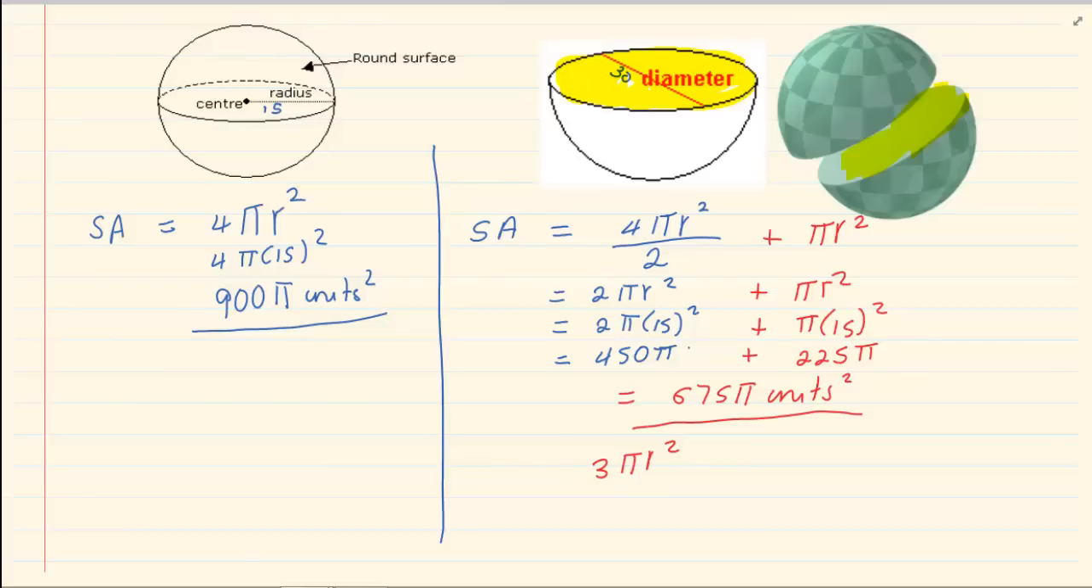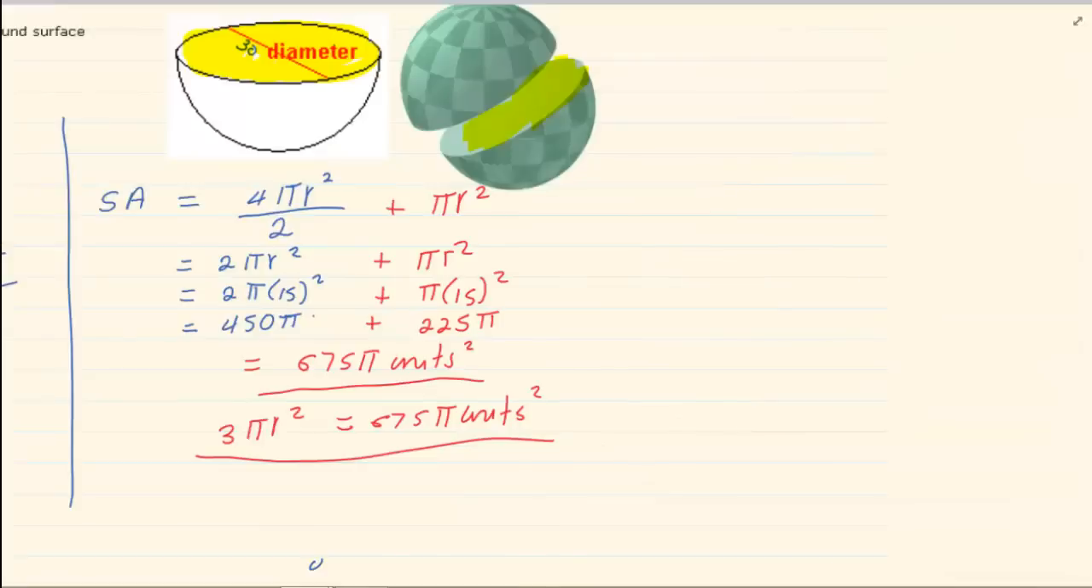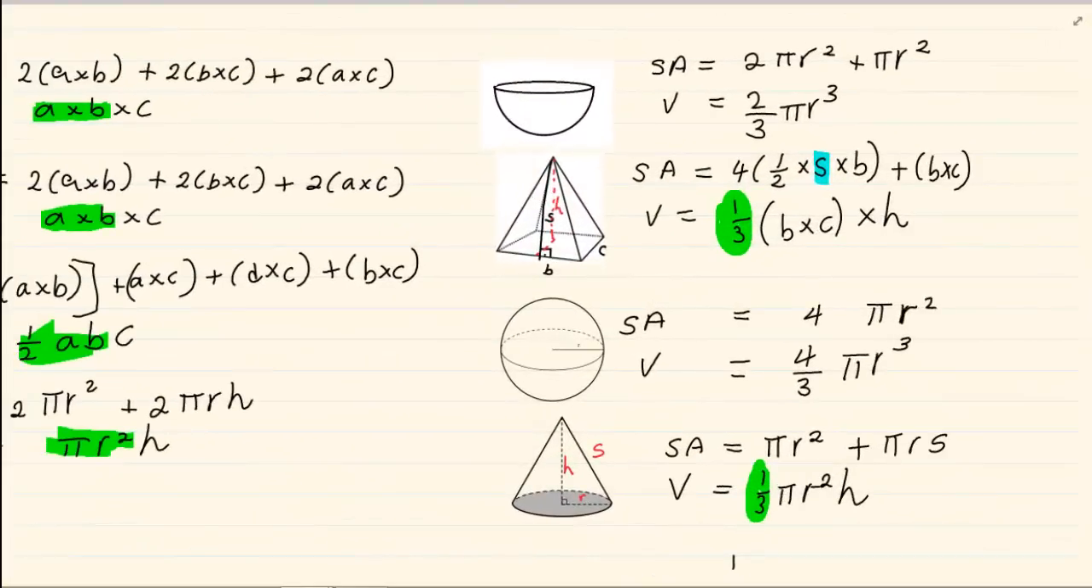which is equal to 675 pi units squared. So if you look, what have we done? We said that the surface area of a sphere is equal to 4 pi r squared. If we wanted a hemisphere, it is half of that, so half of 4 is 2 plus the circle on top. Do not forget the circle on top.